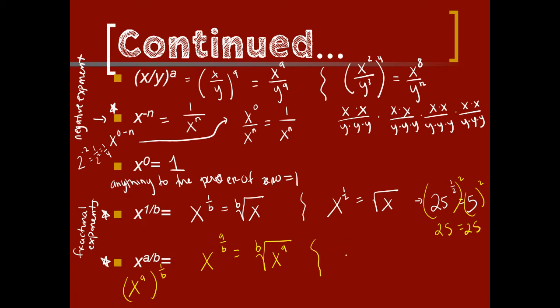So for instance, if I have 25 to the power of 3/2, I have the square root, I don't need a little 2 there, of 25 to the 3rd, right? Well, the square root of 25, so these could go in either order, is 5 to the 3rd, so I end up with 125. So 25 to the 3/2 is 125. Okay?